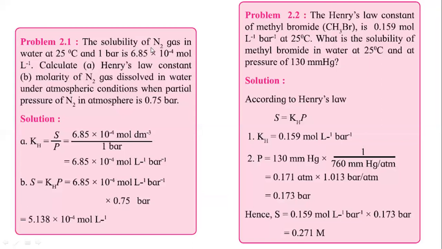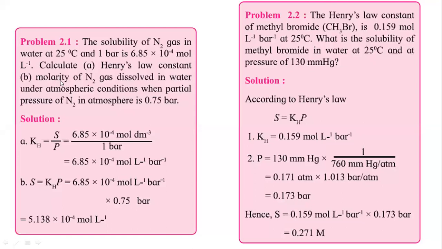The solubility of N2 gas, nitrogen gas, in water at 25 degrees Celsius and at 1 bar is 6.85 into 10 raised to minus 4 moles per liter. The solubility is given here. See, the solubility of N2 gas is given, and the temperature and the pressure are also given. And what is asked? Calculate Henry's law constant. Means we have to calculate KH, that is Henry's law constant. Also, we have to calculate the molarity.